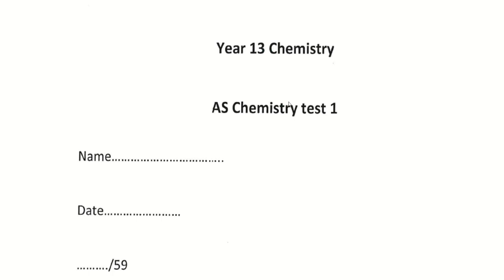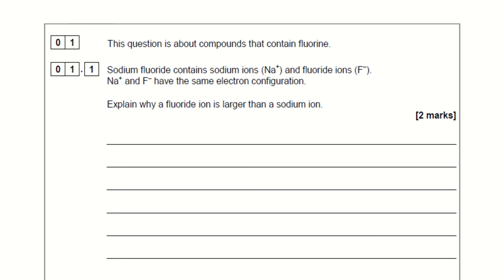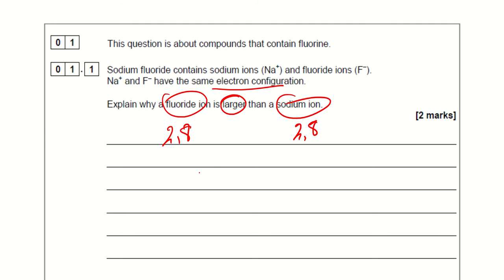Okay, so we're going to have a look at the answers to the recent test, the first AS Chemistry mock we did after Easter. Right, so the question was, we had to explain the difference in size between a sodium ion and a fluoride ion. It told us up here that they have the same electron configuration. Okay, so both of them have an electron configuration of 2,8. Okay, so the question is, why is the fluoride ion larger?